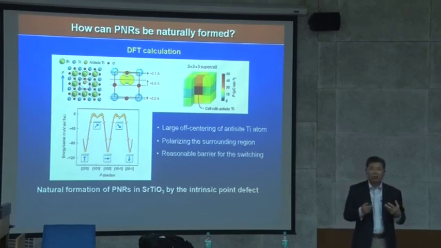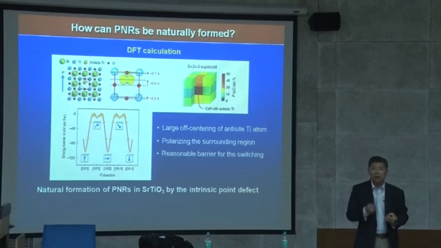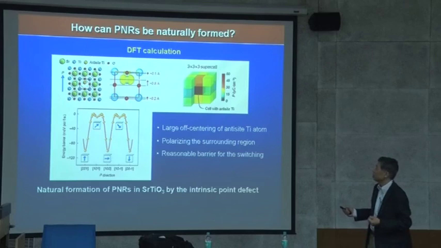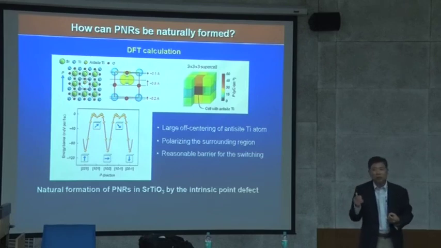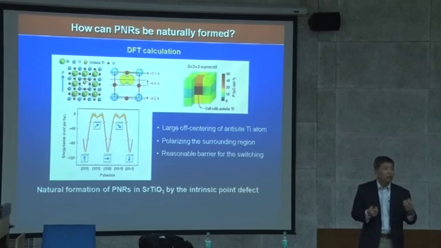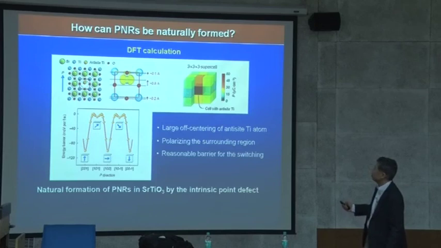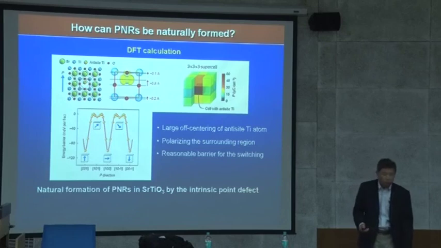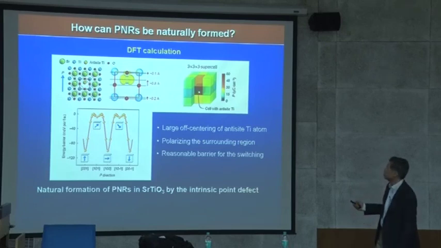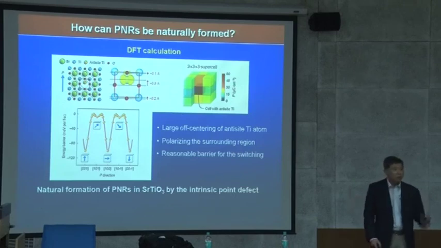And we did a calculation to see whether it is really polar or not. We asked for a DFT calculation with titanium in this anti-site strontium site, to find the actual size of the polarization. We collaborated with a DFT person, who did a 3x3x3 supercell calculation to determine the actual polarization. And this polarization shows quite high polarization, around 60 microcoulomb per square centimeter at the center of this region.